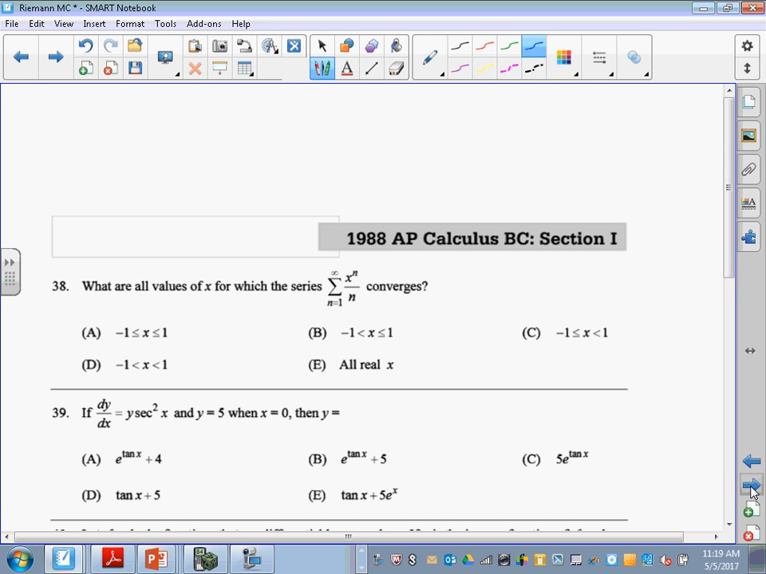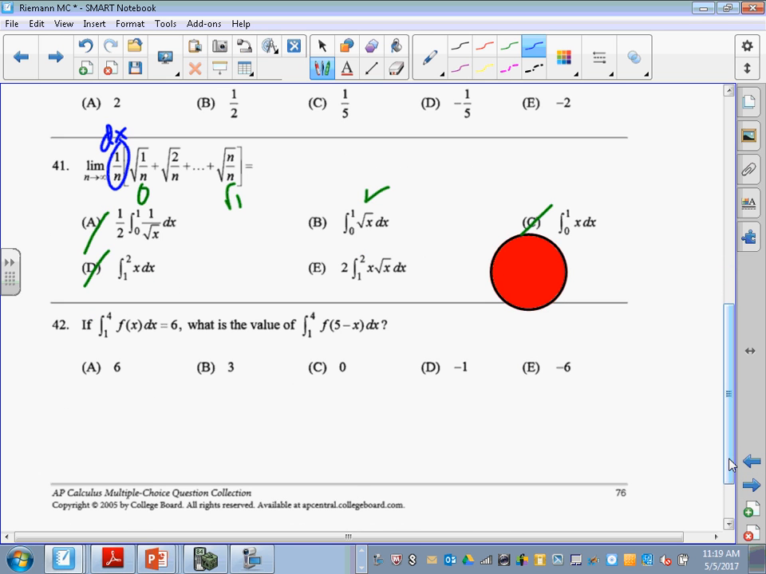So, did we do that one? Yes, we did that one on that page. And that correct answer is B.